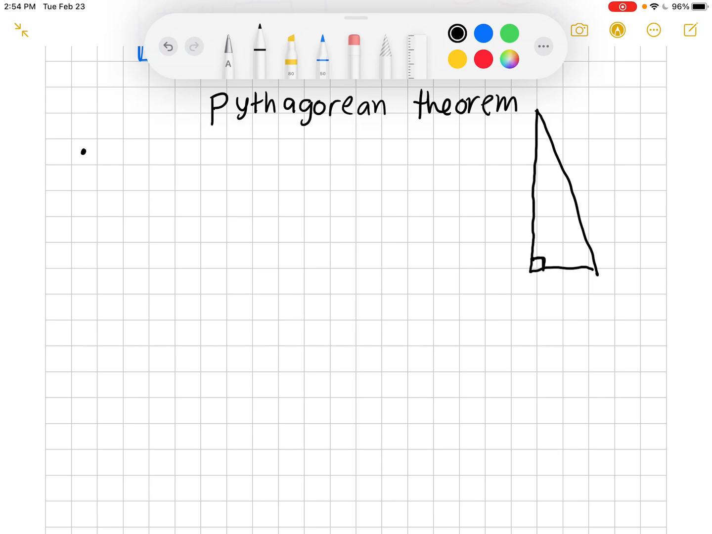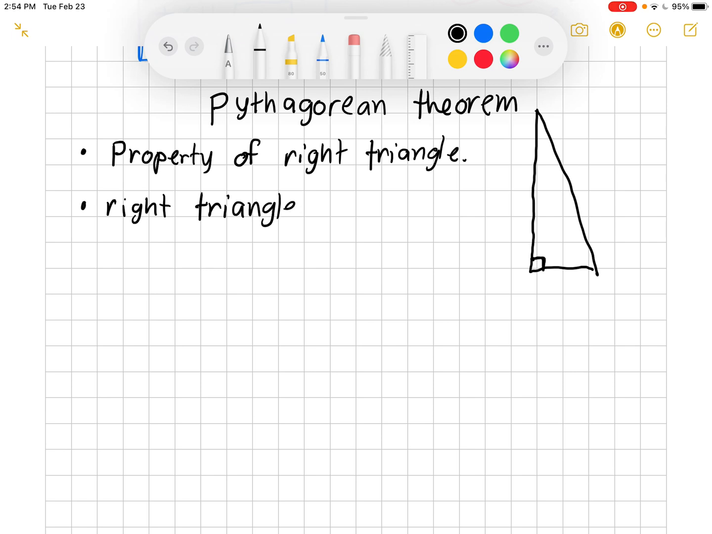The Pythagorean theorem is a property of right triangles. To that you might say, what is exactly a right triangle? A right triangle, by definition, has one 90-degree angle. One 90-degree angle means that two of the sides of the triangle are perpendicular.